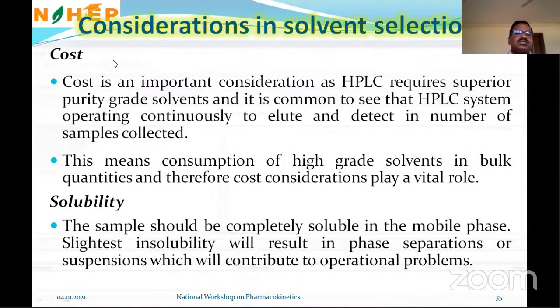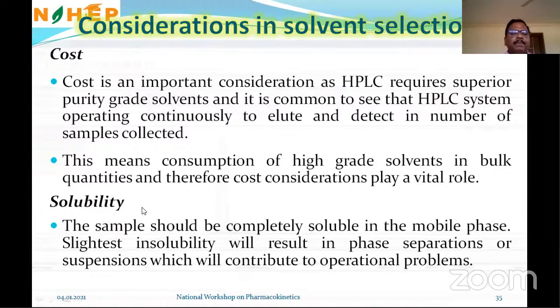Another consideration is the cost. Cost is an important consideration, as HPLC requires superior purity grade solvents, and it is common to see the HPLC system operating continuously to elute and detect a number of samples collected. Even in a pharmacokinetic study, we collect samples at different intervals. That is, 14 times we collect, and 14 into triplicates, from a single animal. Like that we will collect from a group of animals. Then the number of samples is very huge. To run such a huge number of samples, it requires a lot of mobile phase. Then we have to select the solvents which are least cost. So we have to take care of the economics also.